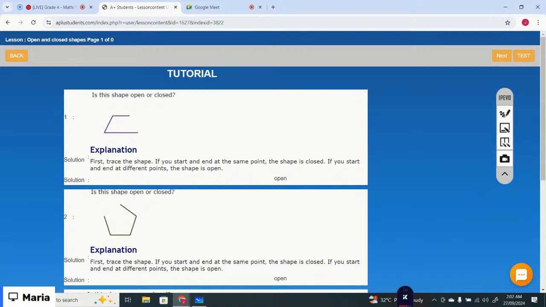So basically, how do we see if the shape is open or closed? Say you need to trace the shape, right? If you start and end at the same point, that means the shape is closed. But if you start and end at different points, that means the shape is open, right? So the first example here, this is the open shape.